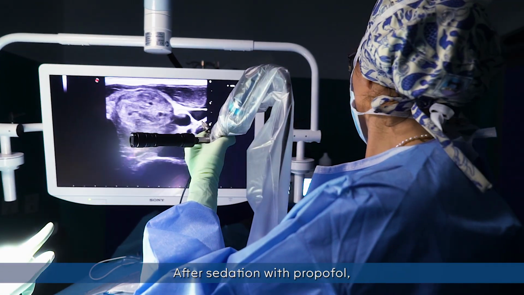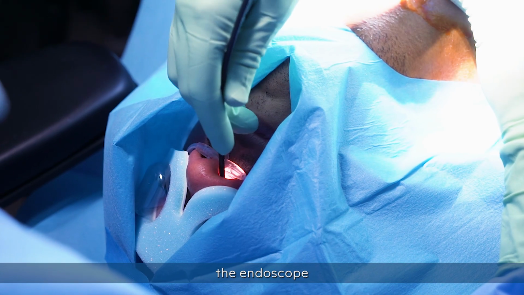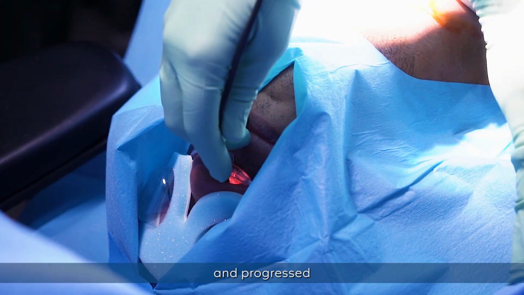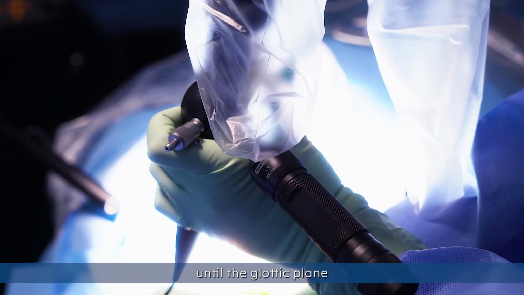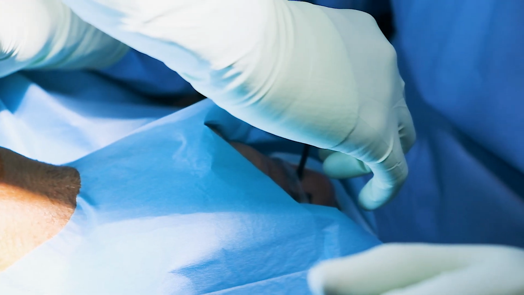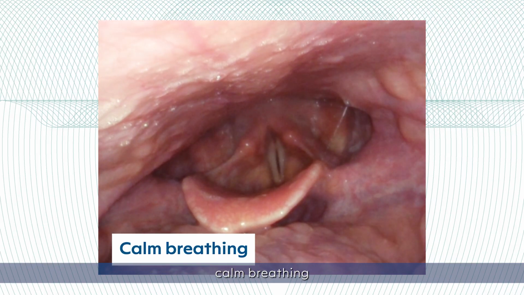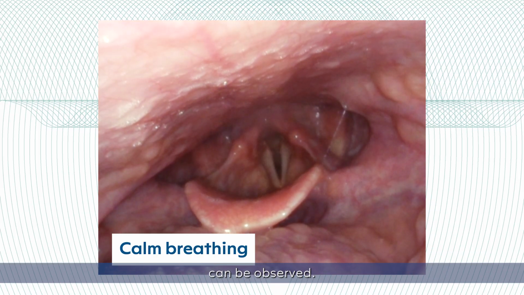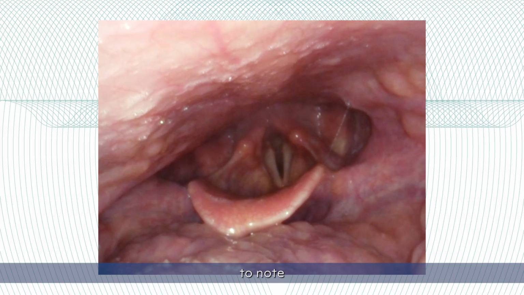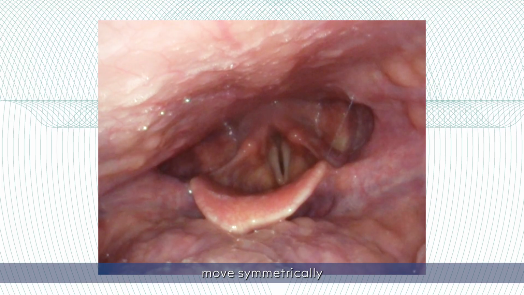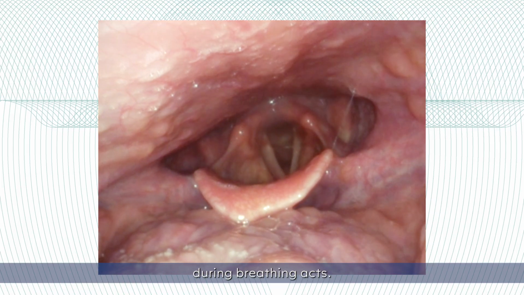After sedation with propofol, the endoscope is inserted through the nostril and progressed until the glottic plane is reached. With FFL monitoring, calm breathing can be observed. It's interesting to note that vocal cords move symmetrically during breathing acts.